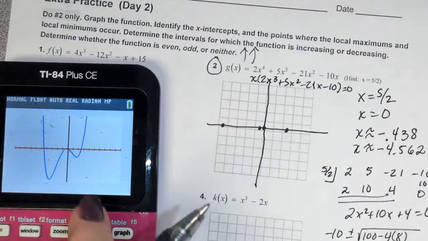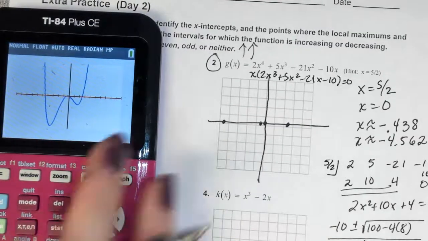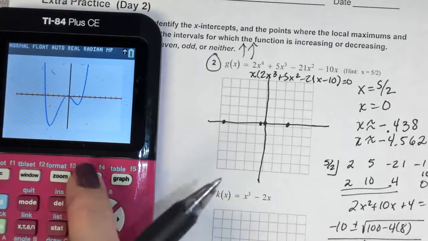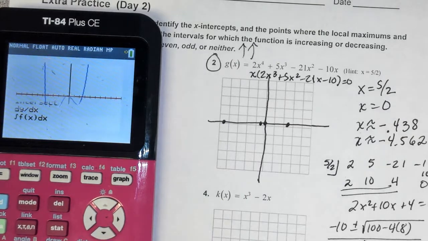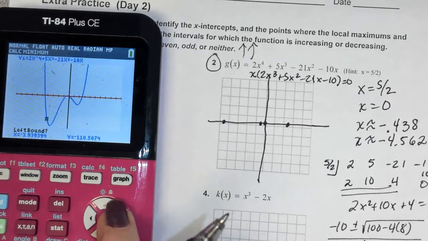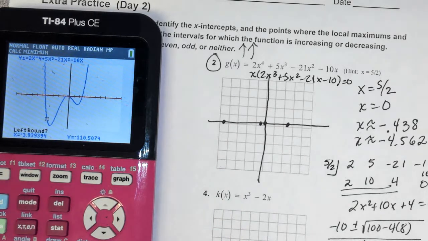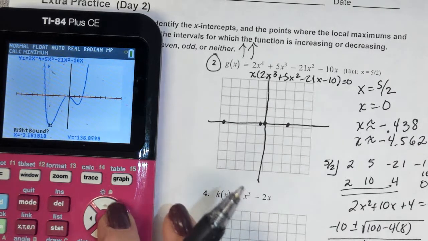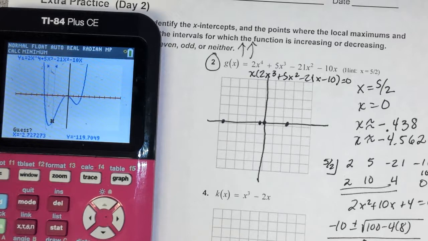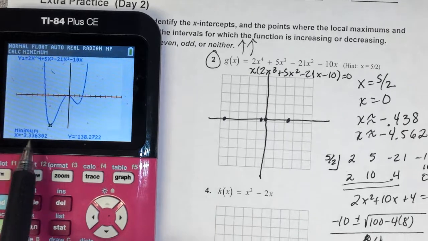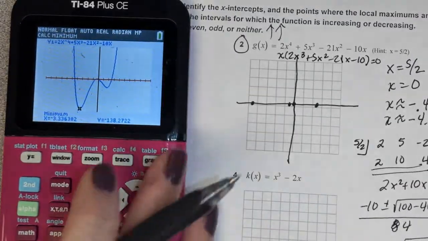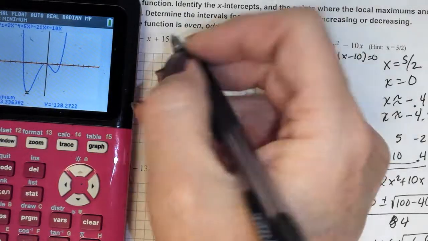Okay, now I want to find out what this minimum point is. So to do that, I have to do second trace, calculate a minimum. And we're going to have to go on the left side of it. So the left bound, that's on the left side of it. I have to go on the right side of it. And one more time. And there's where my minimum is. So I'm going to jot that down up here.